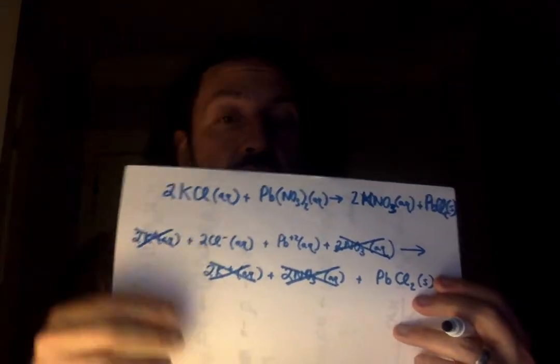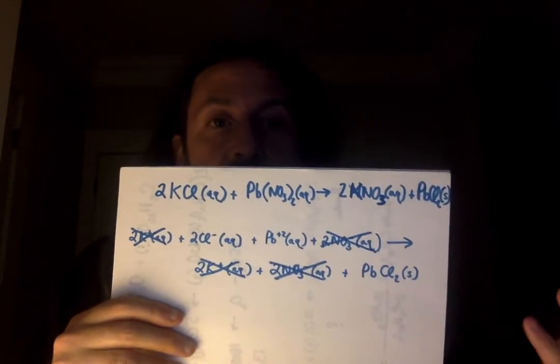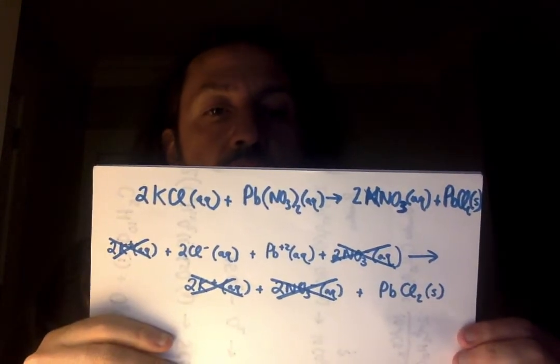Spectators. They just watch. They don't do anything. They don't form a precipitate. They don't get evolved as a gas. Nothing special happens with them. So that's why they get crossed off.